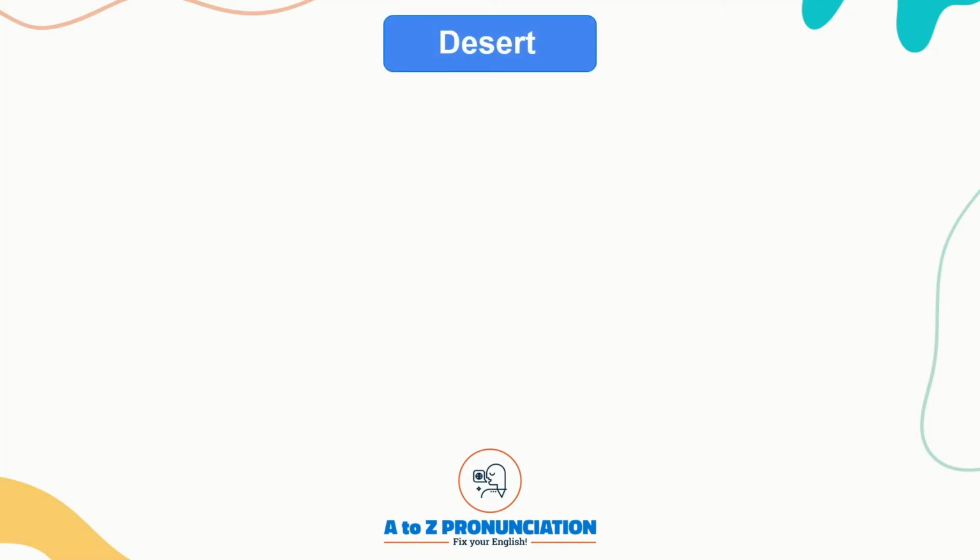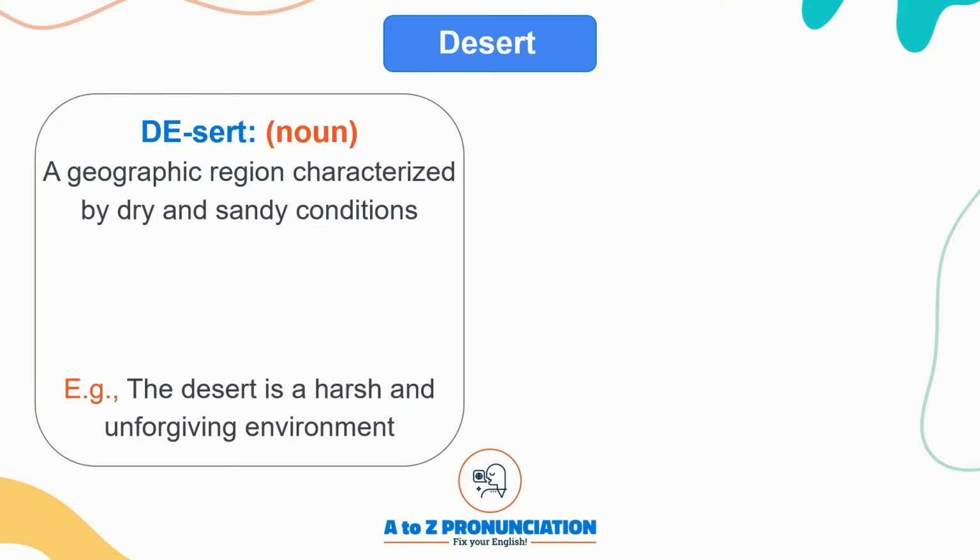Alright, up next we have the word desert and dessert. Now, pay attention, this is not the yummy dessert that we eat after dinner. We're going to come to that later on. Desert, as you all know, is a noun for the geographic region characterized by dry and sandy and hot conditions. For example, the desert is a harsh and unforgiving environment.